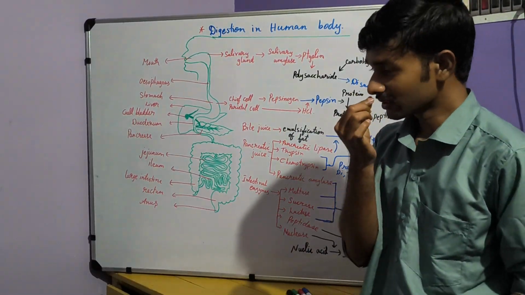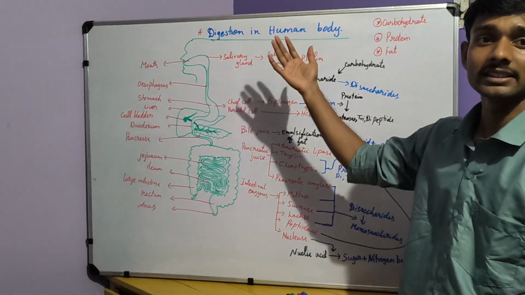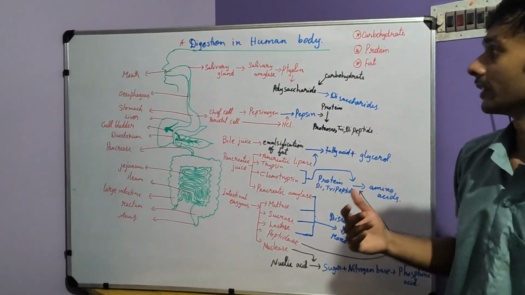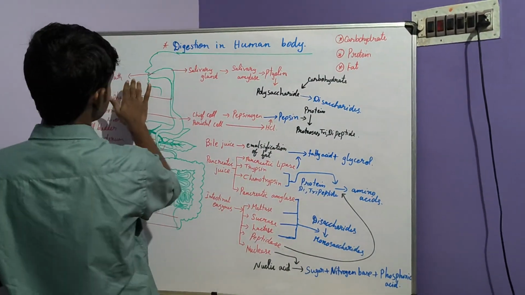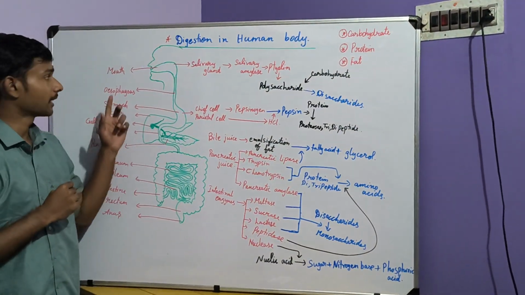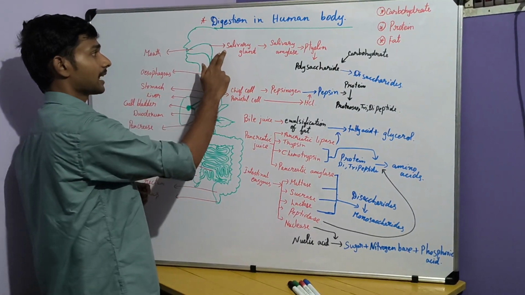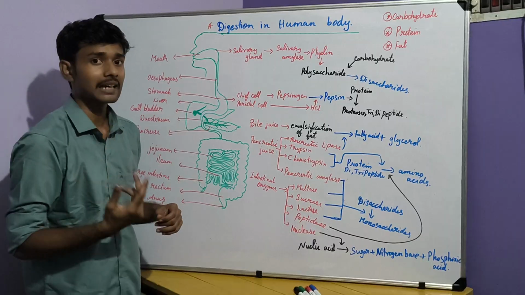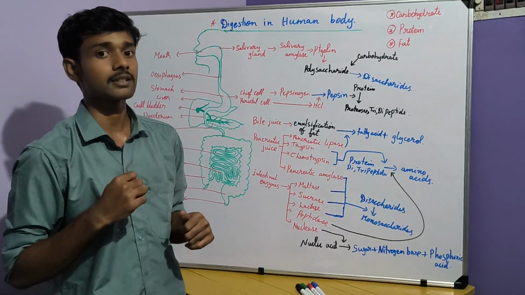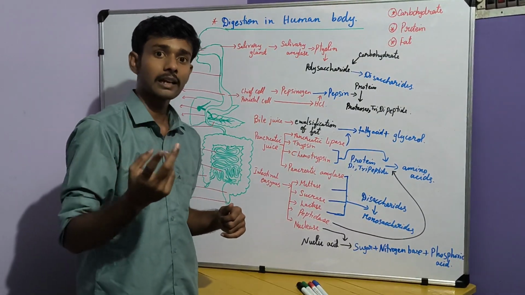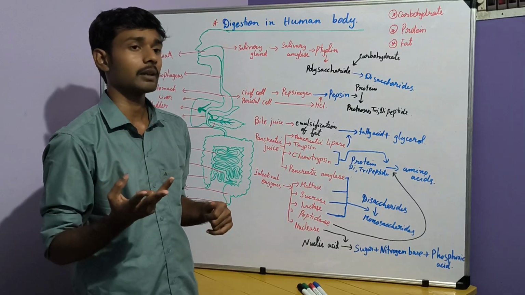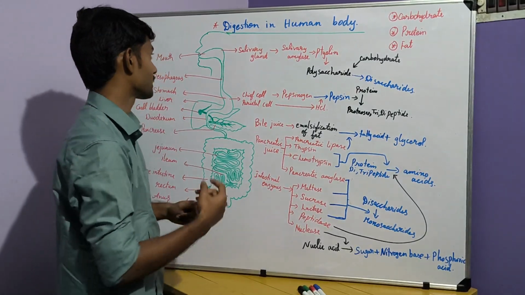So now we are going to see how digestion happens in our human body. First, the food enters the alimentary canal through the mouth. In our mouth, saliva gets secreted by the salivary glands. There are three pairs of salivary glands present in our mouth: the parotid gland, sublingual gland, and submandibular gland.